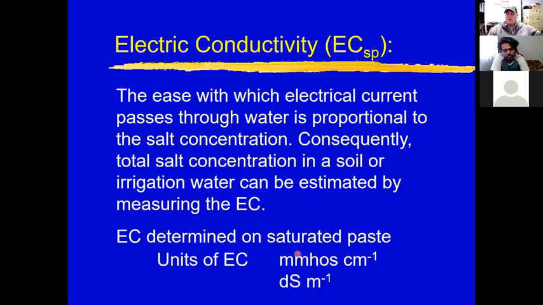Do you know where this mho comes from? Have I talked about that in class yet? No, I don't think so. Everyone's familiar with ohms, right? We measure electrical resistance with ohms, like an ohm meter. Well, the inverse of resistance is conductivity. And so they just spelled ohms backwards. So a mho is the inverse of an ohm. Isn't that funny?